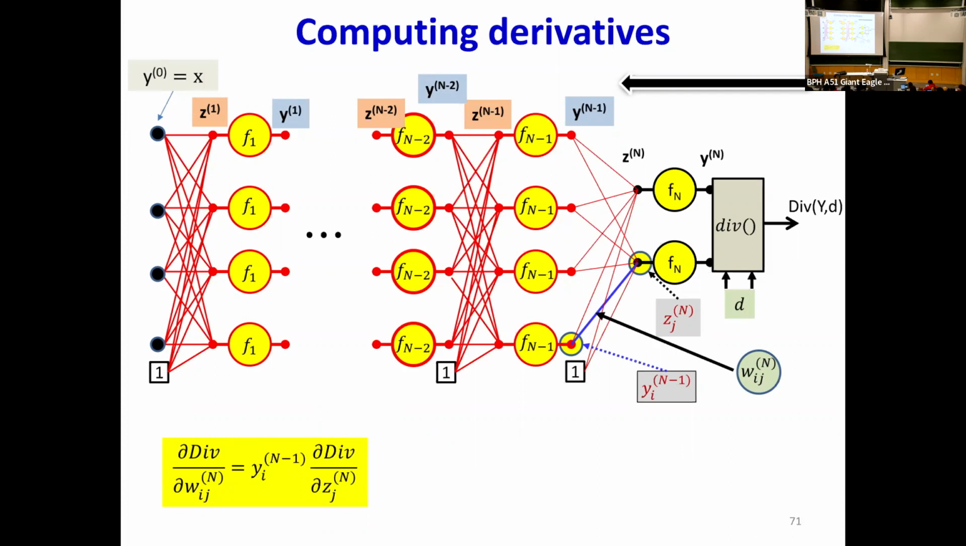So the weight is connecting an input to an output. The derivative of the divergence with respect to the weight is the input to the connection times the derivative of the divergence with respect to the output of the connection, right? So now maybe you guys can answer my next question. Janice, what is the next thing I'm going to compute?